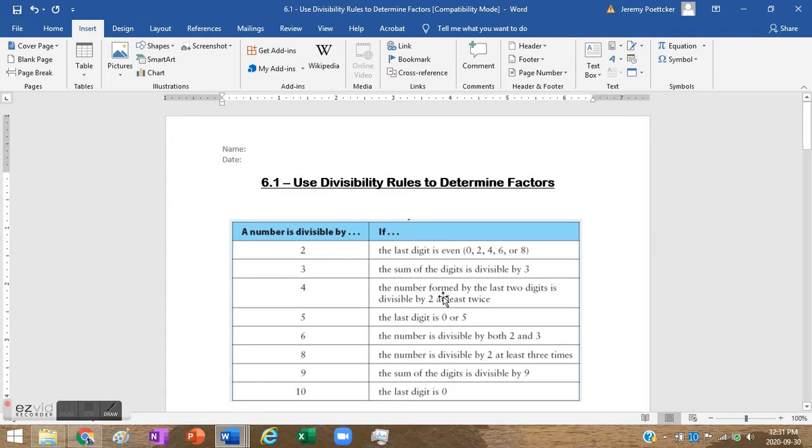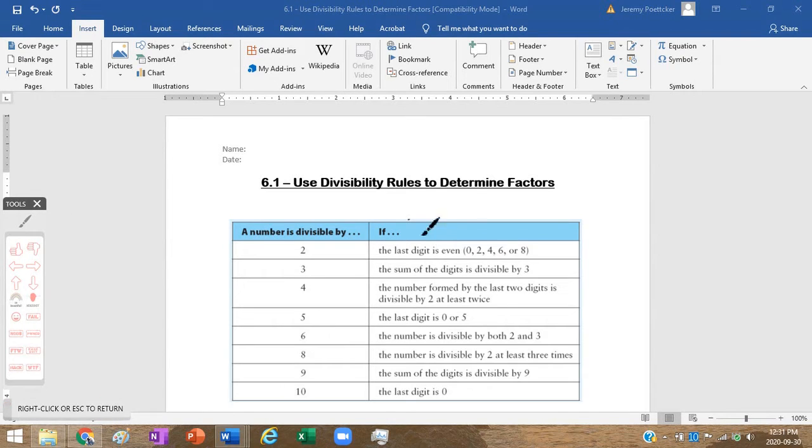Determined to look at some factors. Now, a quick review about factors. If you think about what factors are, they're the things that you multiply together to get your answer, your product. And so what we can do is use divisibility rules to work backwards from our product, if you will, down to its factors.